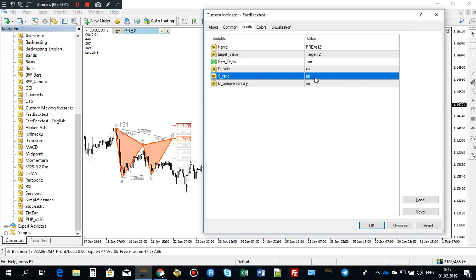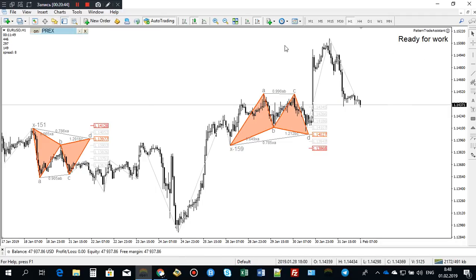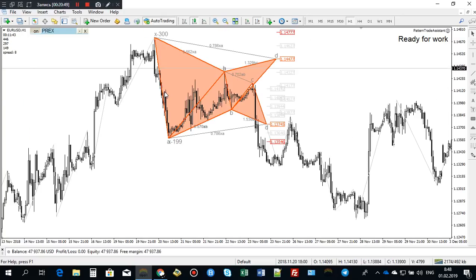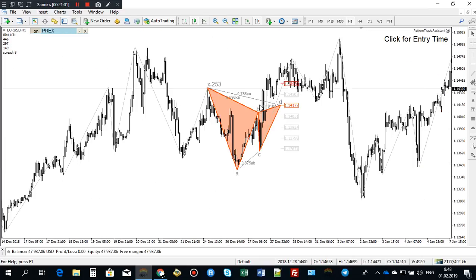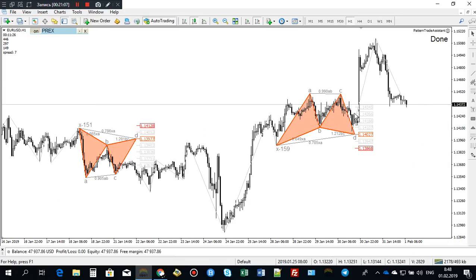The C point ratio is the retracement of B. I can specify this. And the complementary D point is the B to C inversion, that's why I also specify this. Okay, I click OK. Then I go to the history of the chart, disable auto scroll, choose the date to start from, and simply press some keyboard controls like this, this, and this. Done. So you see, this Fastback test utility collects the data for me.